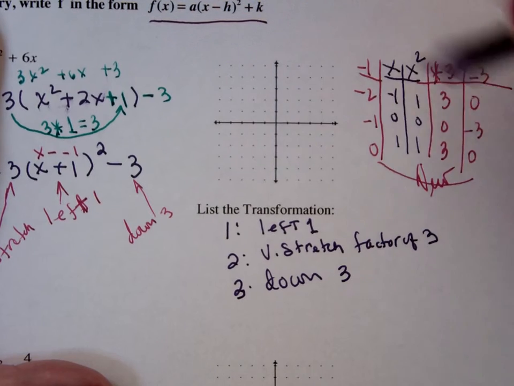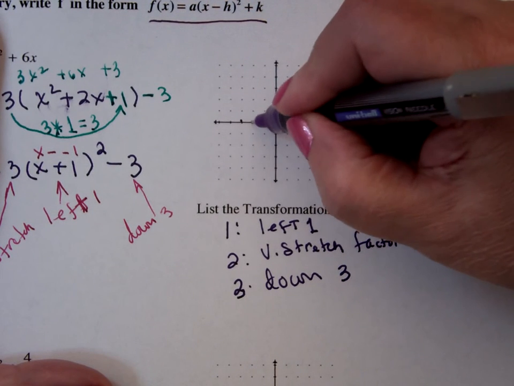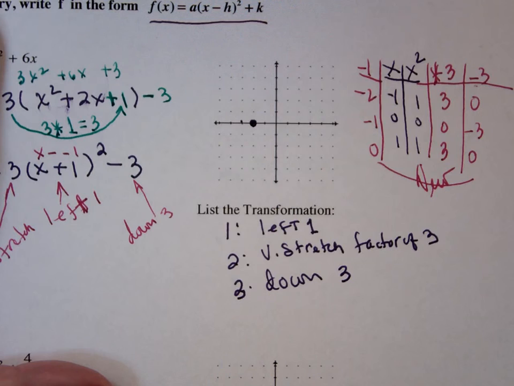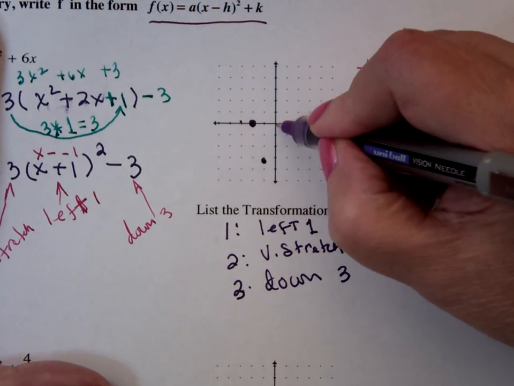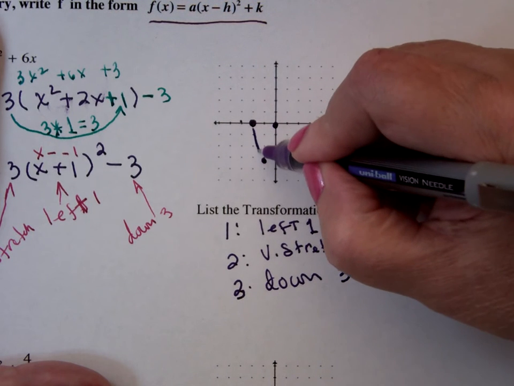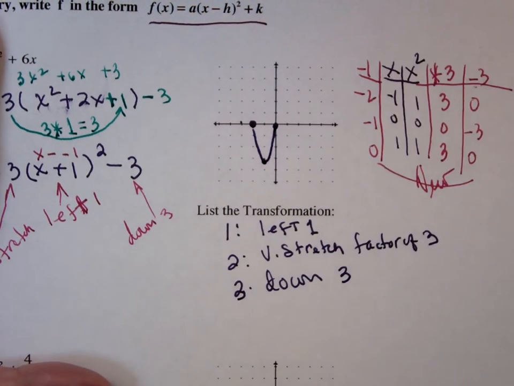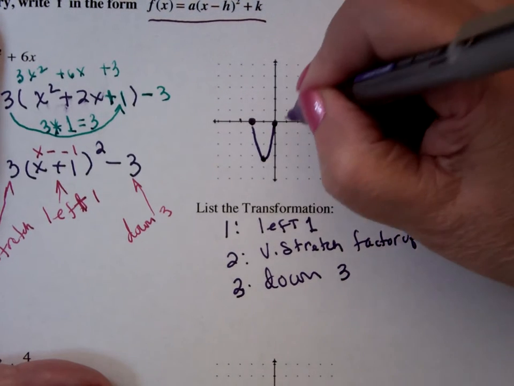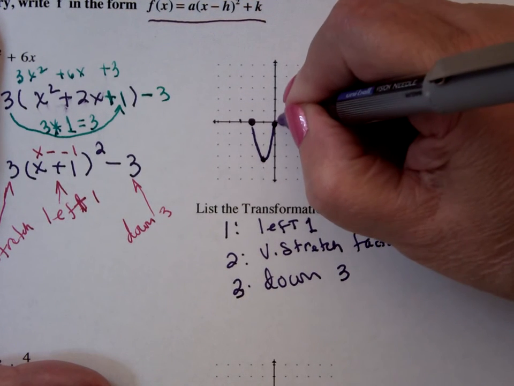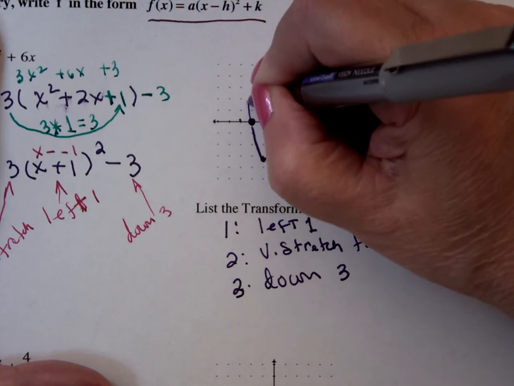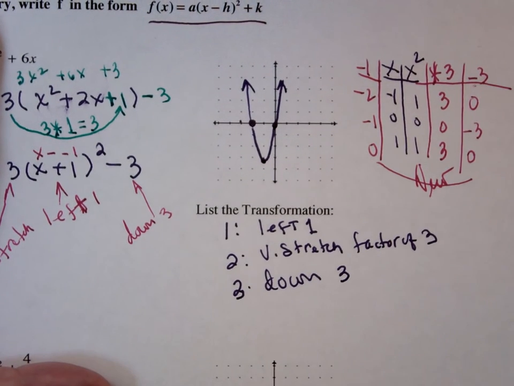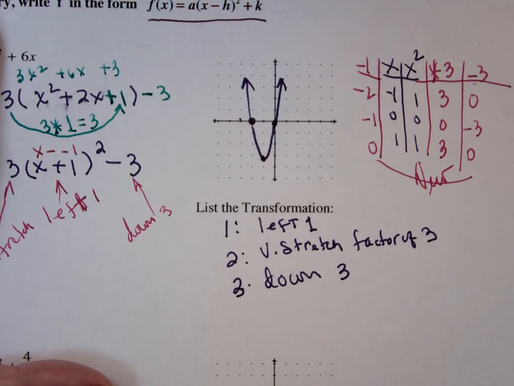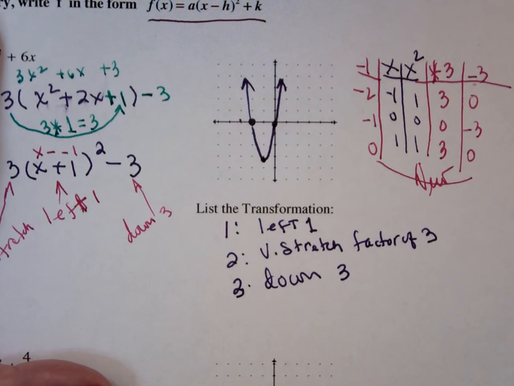So -2, 0, -1, -3, 0, 0. Notice I'm going to carefully draw my bowl, but then I know that, oop, there it goes again. It's going to continue to go up. So quickly you can do it in 3 points, which is very nice.